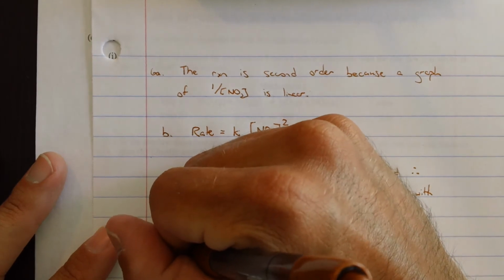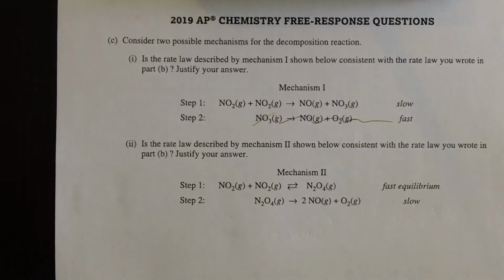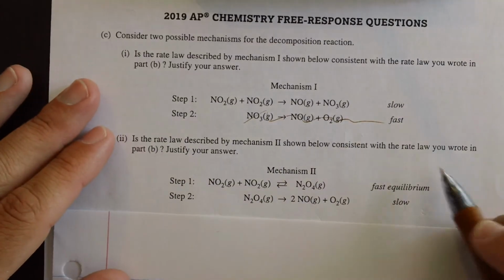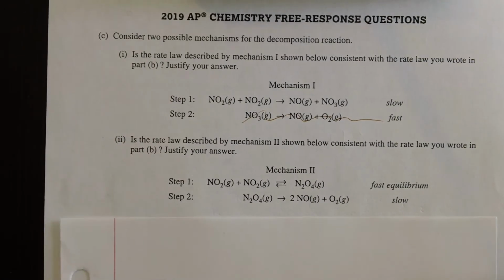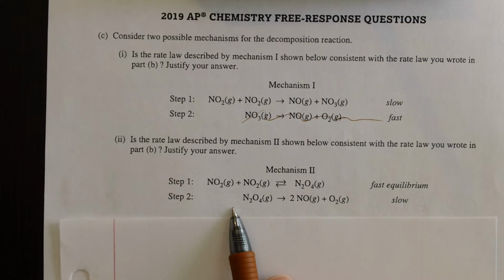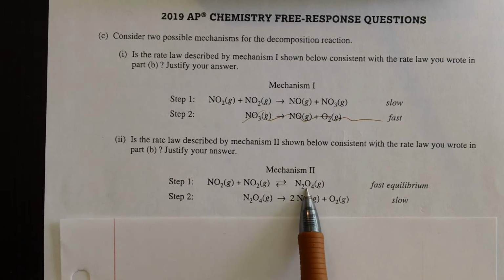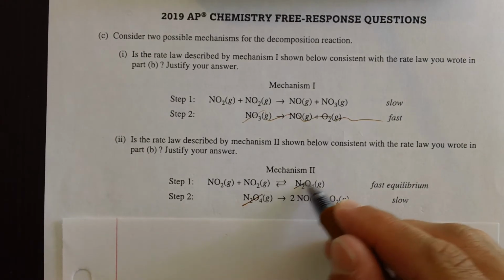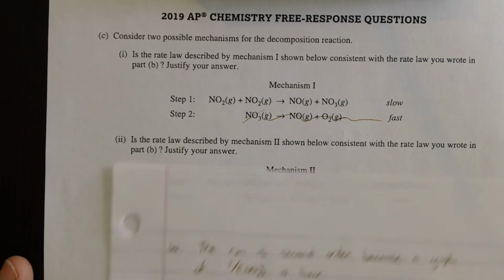And then part two gives you a second mechanism. It says, is the rate described by mechanism 2 shown below consistent with the rate law you wrote in part B? Justify your answer. So they give us another mechanism. This one, the second step, is the slow step. So the second step is the rate determining step. When we look at this guy, it's got those two NO2s, which is good, and then it's got this N2O4, right? The key here is that you have to talk about this N2O4 in the slow step being an intermediate. And the intermediate is not going to contribute to the rate. And so it's still the same consistent rate law.